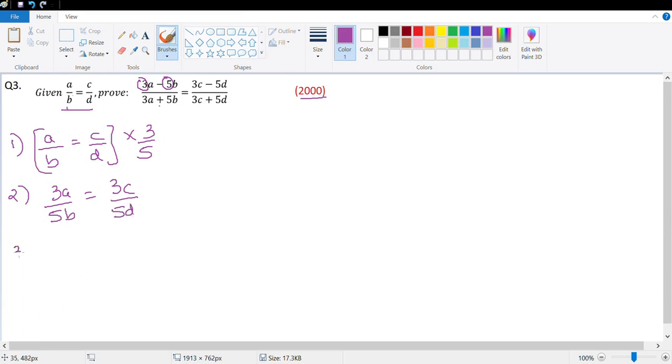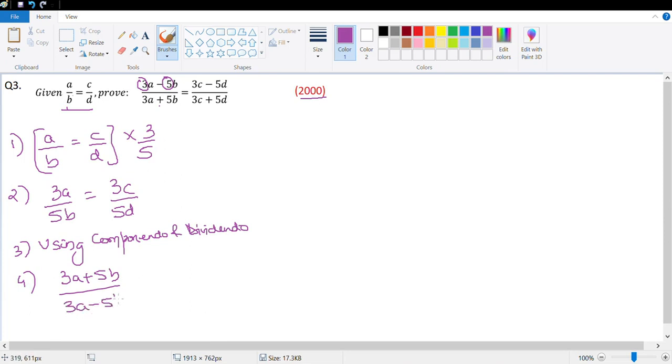Next, using componendo and dividendo, we get 3A plus 5B upon 3A minus 5B is equal to 3C plus 5D upon 3C minus 5D.